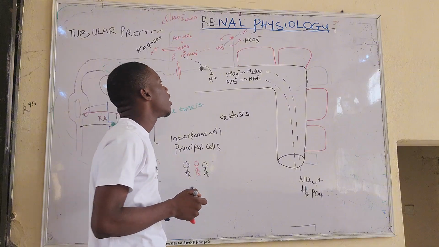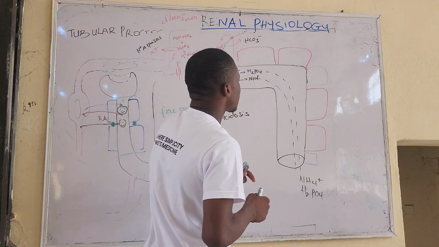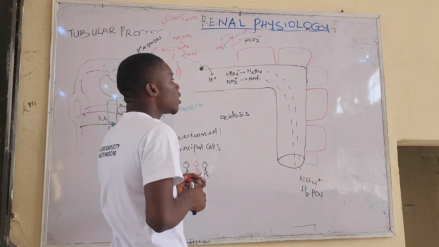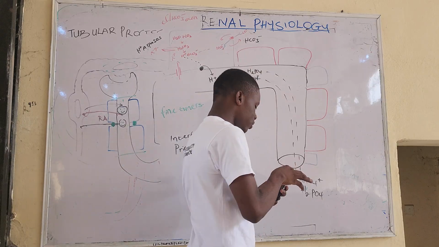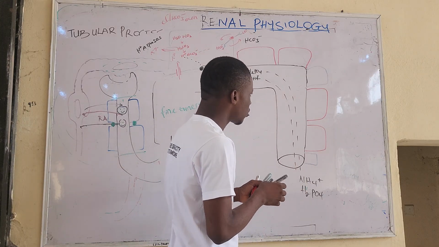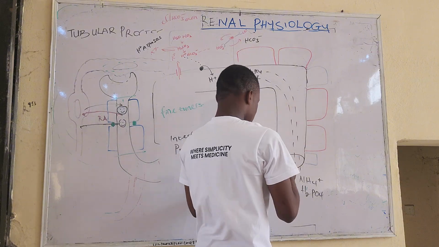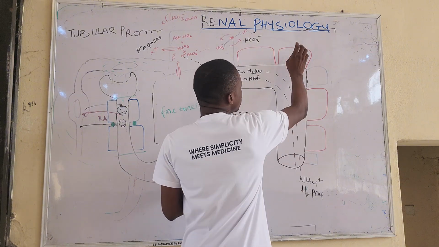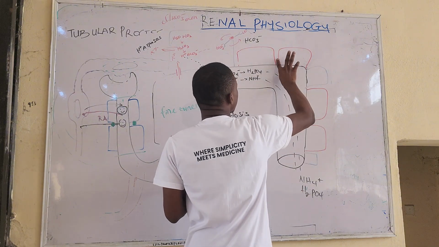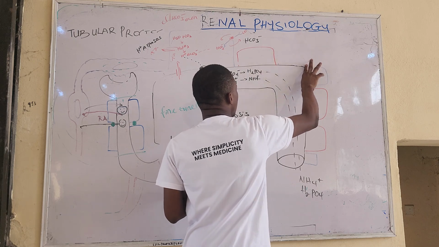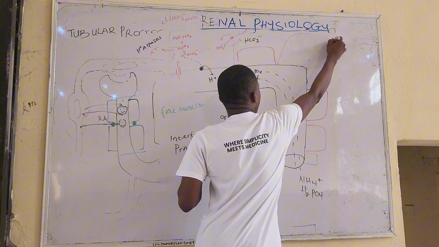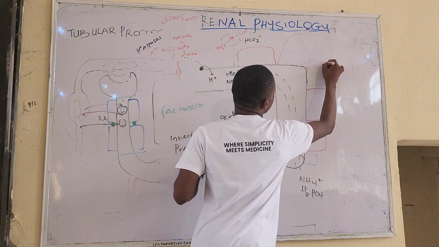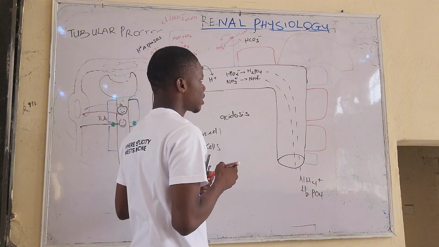Is it clear? So let's now look at the principal cells. How does the principal cell work? Hormones play a lot of role in this part of the nephron. Let me enlarge this principal cell here. Okay, let me use this one here because I still want to talk about one more thing, and let me enlarge it. So that's the principal cell.